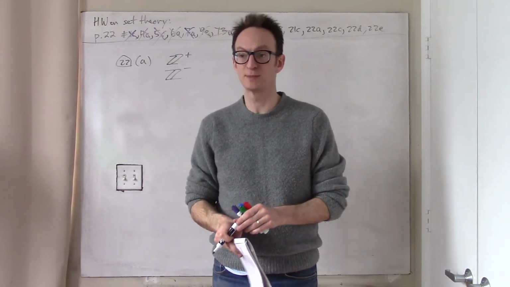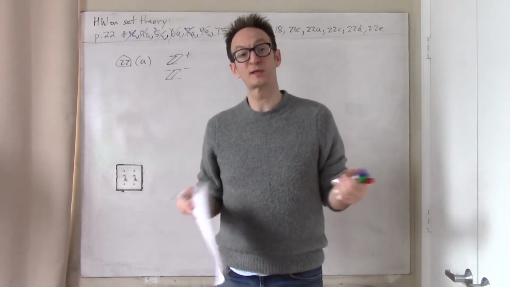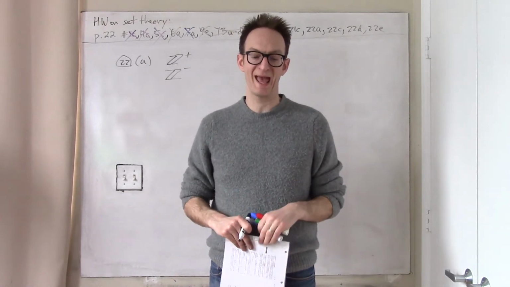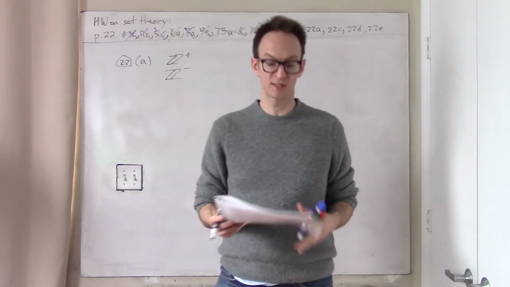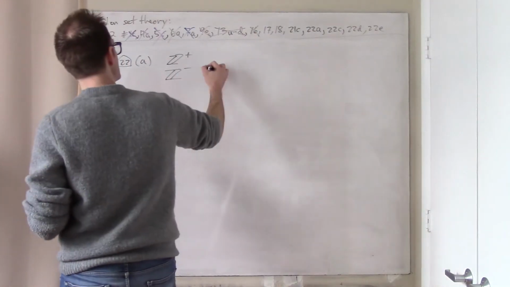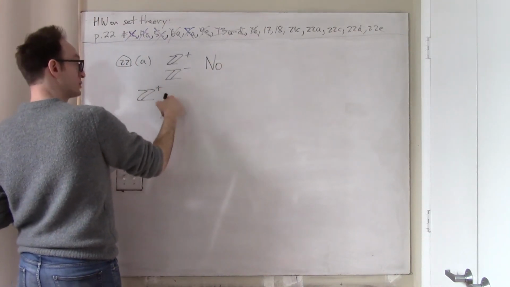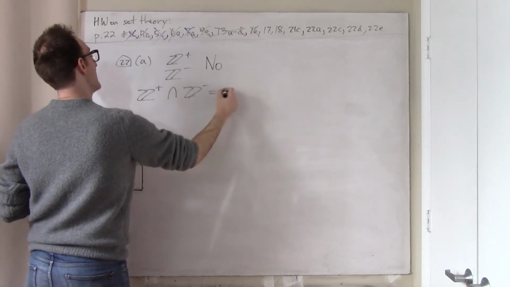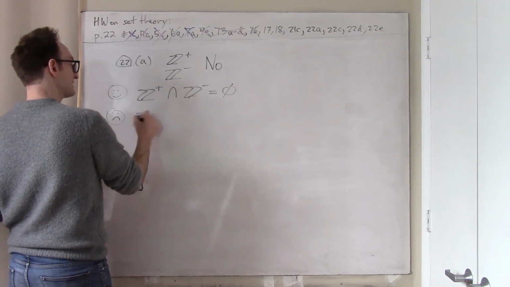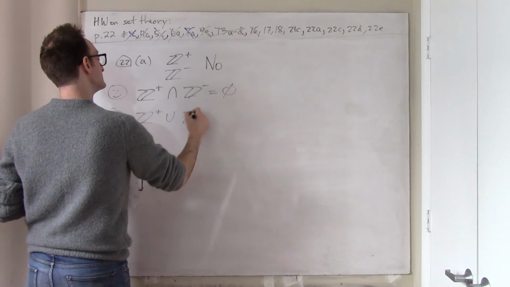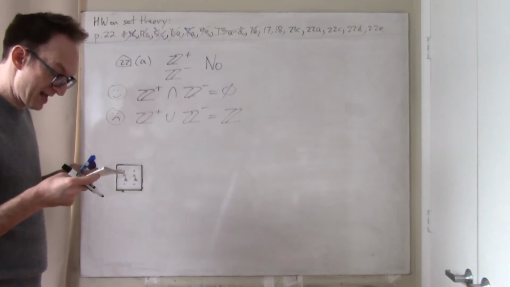Is that a partition? What is a partition? The partition of a larger set is a collection of non-empty sets which are non-overlapping, so they are pairwise disjoint, and they exhaust the set, so their union is the set. So is this a partition? Answer, no. It is true that these two sets are disjoint, so that their intersection is empty, so that's good. However, it's not true that Z plus union Z minus is the set of all integers, because you forgot about 0. So therefore, that's not a partition.